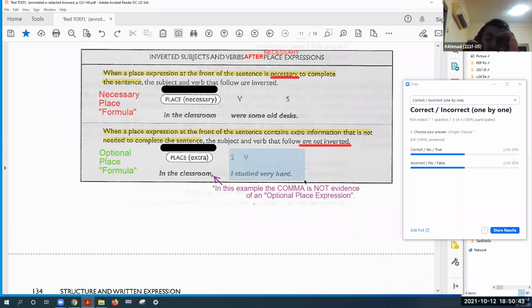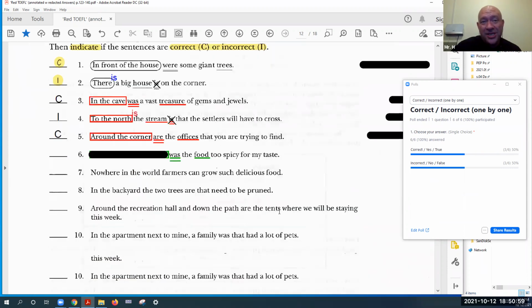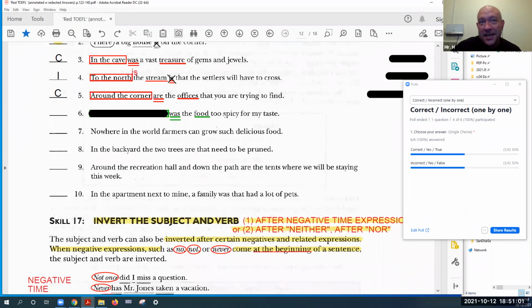What should come first when the expression is optional? The subject, then the verb. You see, this idea is a complete idea, right?